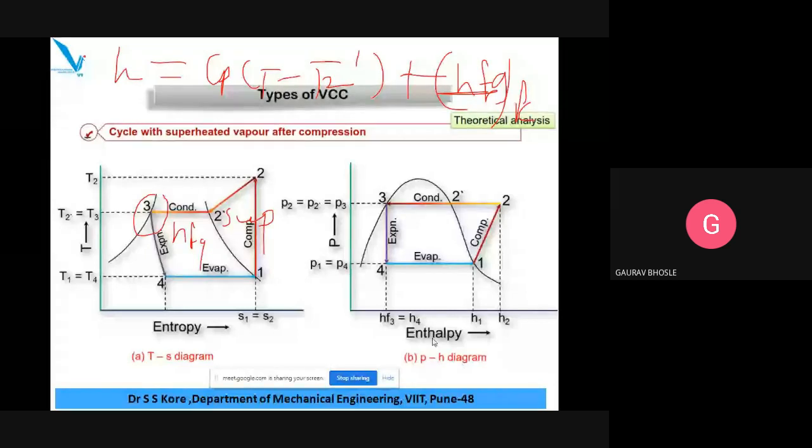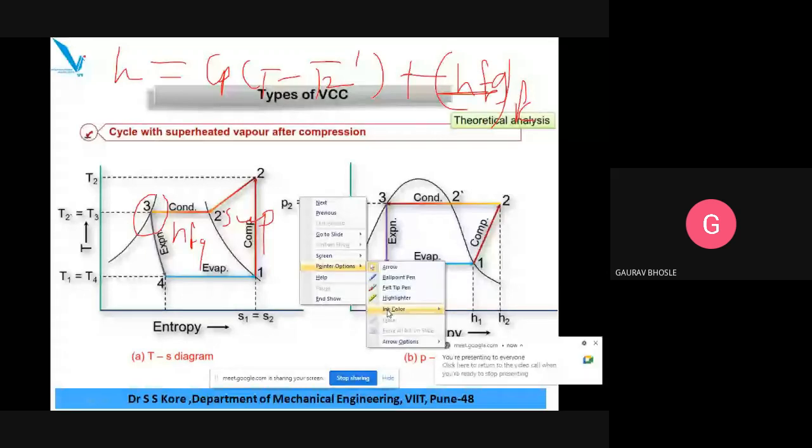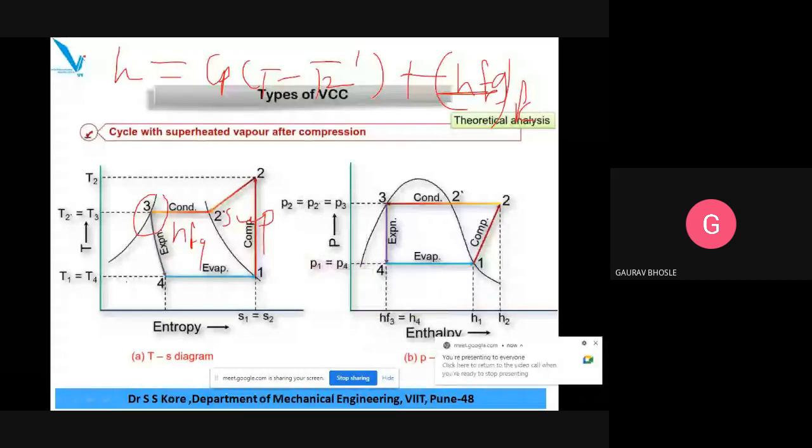Okay. Now, which is process 3 to 4? If you observe 3 to 4 on the p-h diagram, it is having a vertical line. Why? Because it is an isenthalpic process. Enthalpy remains constant, h3 is equal to h4. Pressure is decreasing from P2 to P1. Okay, h3 is equal to h4.